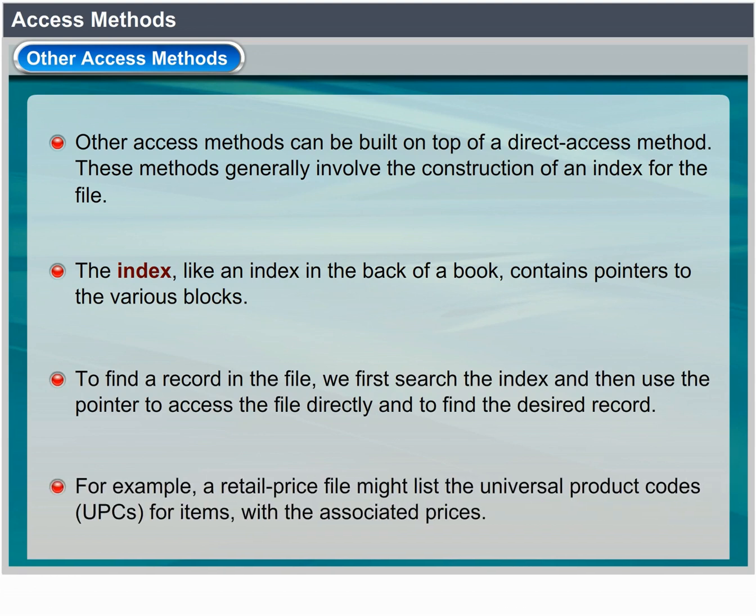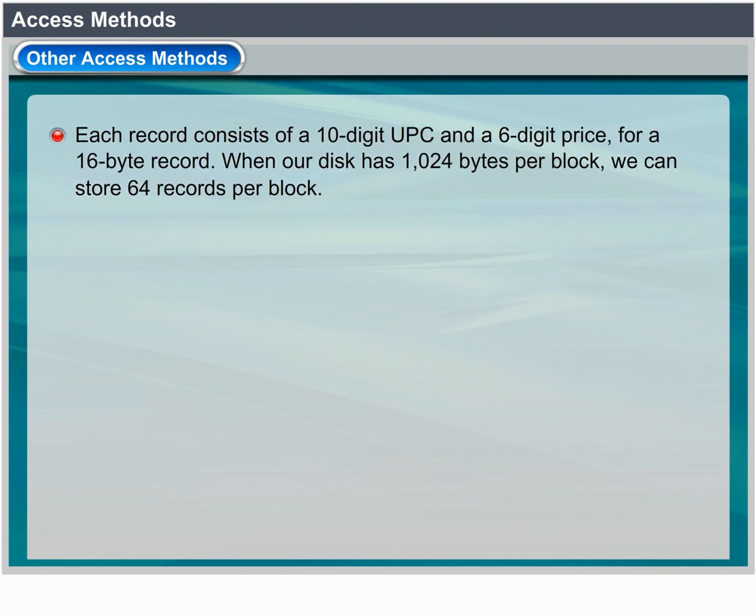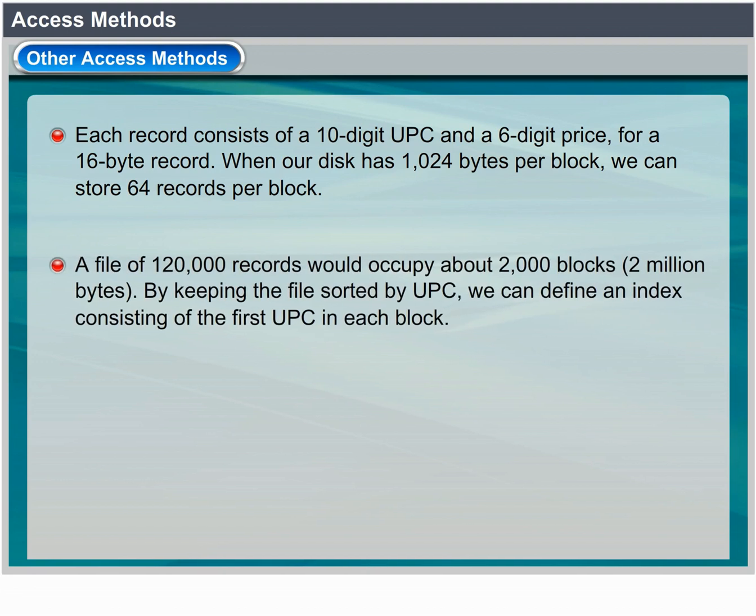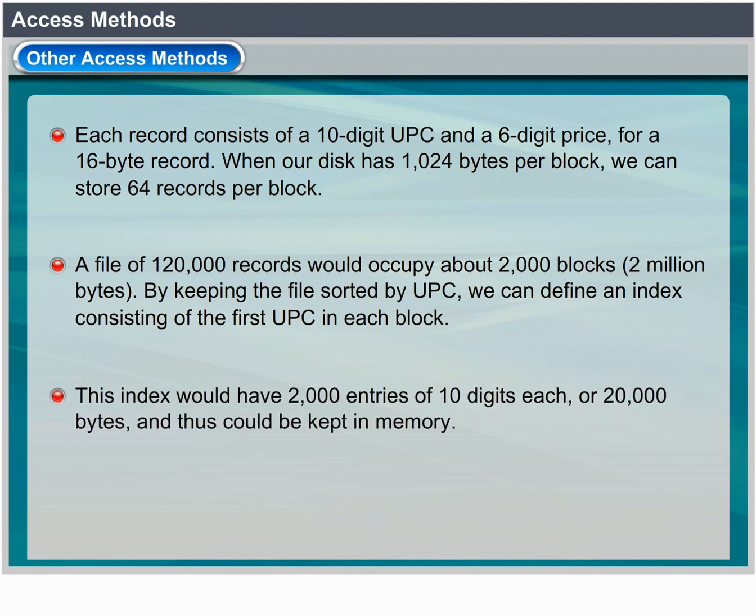For example, a retail price file might list the universal product codes, UPCs, for items with the associated prices. Each record consists of a 10-digit UPC and a 6-digit price, for a 16-byte record. If our disk has 1024 bytes per block, we can store 64 records per block. A file of 120,000 records would occupy about 2,000 blocks, 2 million bytes. By keeping the file sorted by UPC, we can define an index consisting of the first UPC in each block. This index would have 2,000 entries of 10 digits each, or 20,000 bytes, and thus could be kept in memory.